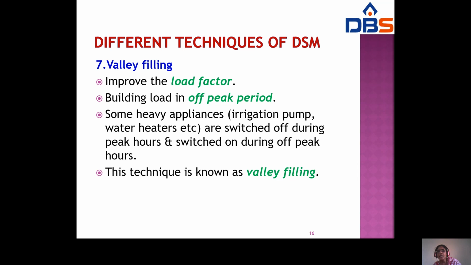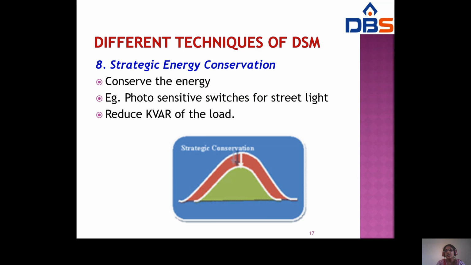That means some heavy appliances, like irrigation pumps, water heaters or washing machines, are switched off during peak hours and turned on during half peak hours. This technique is known as valley filling. Next one is strategic energy conservation.